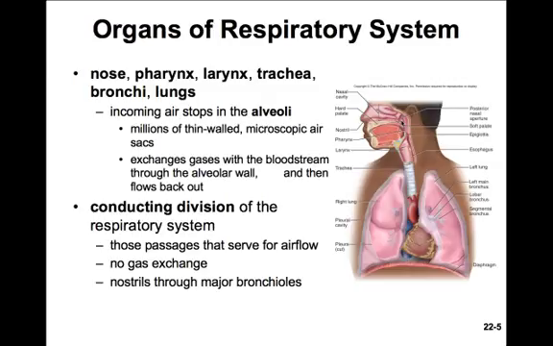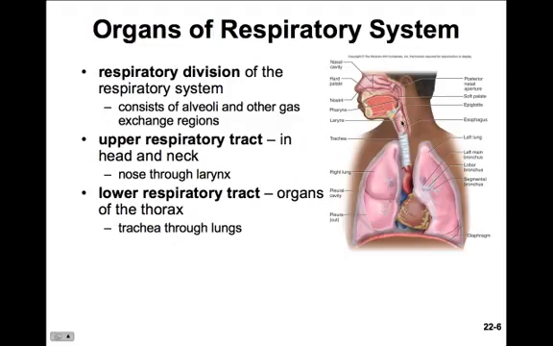The division of the lungs that is just about air passages is called the conducting division. It's how we conduct the air into the lungs. There's no gas exchange in any of these tubes. So the conducting division reaches from the nostrils through the major bronchioles. The respiratory division is where we actually see gas exchange. It consists of the alveoli and some other regions of gas exchange in the distal respiratory tract.